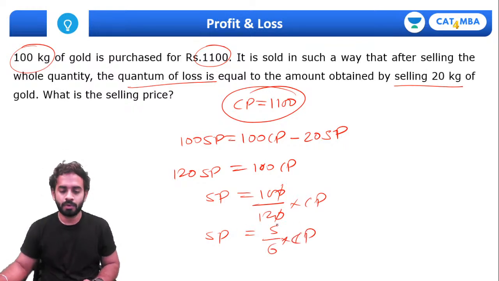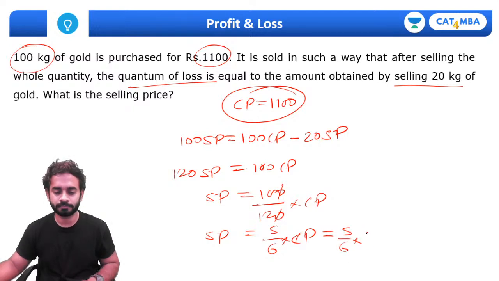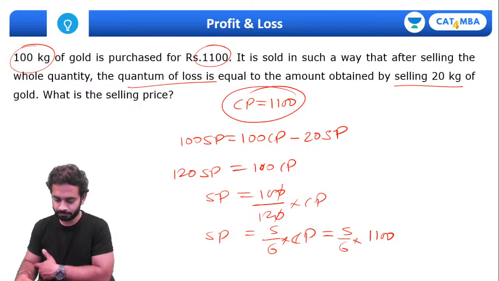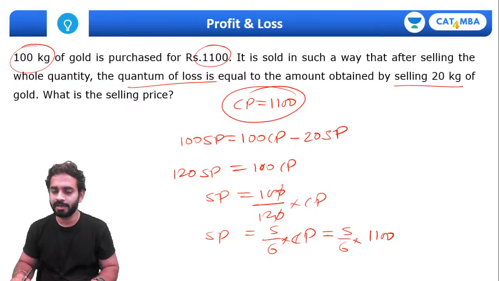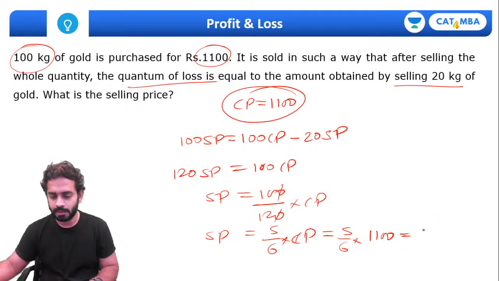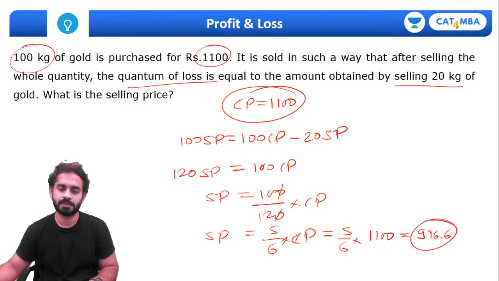Now we know that cost price is 1100 rupees. Now what will be the selling price? Just 5 by 6 into 1100. Tell me guys, what will be the answer? It will be 5 by 6 of 1100. If you calculate this, your answer comes out to be what? Anyone, can you answer me? It comes out to be 916.6. It's a very simple question.